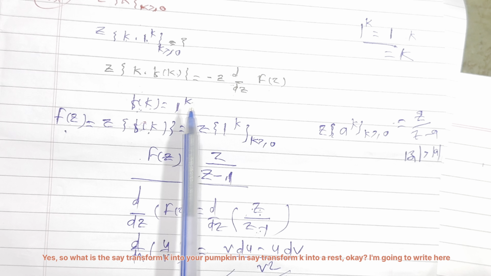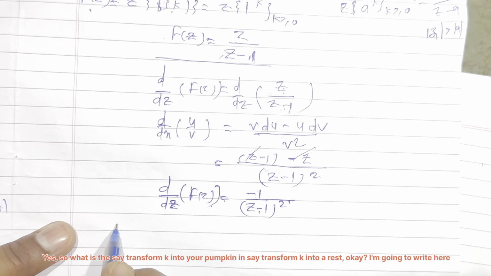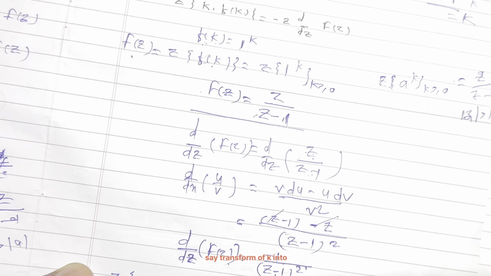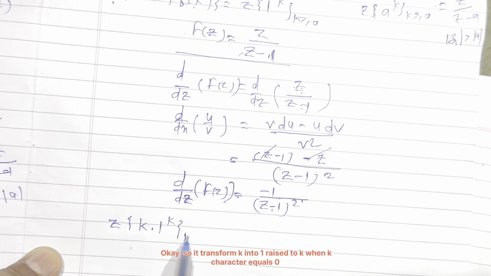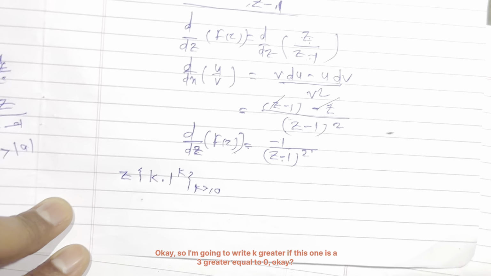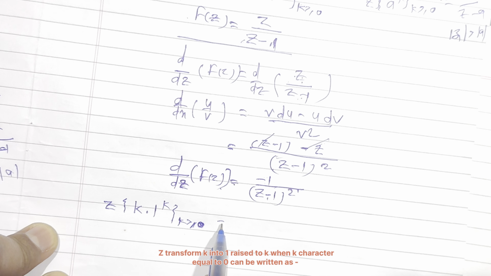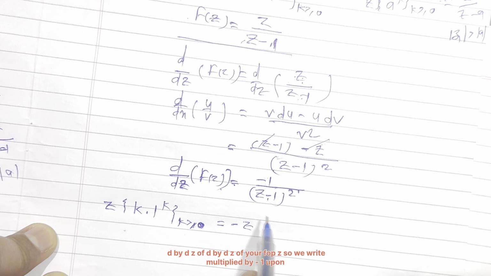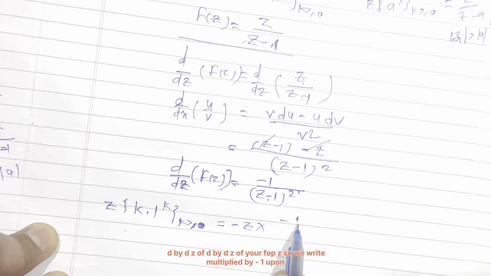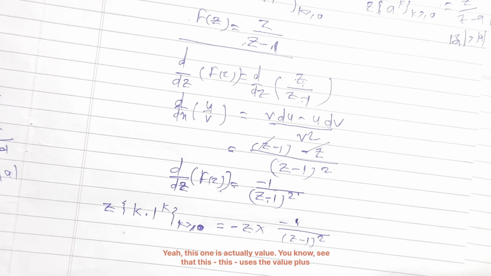So what is the z transform of k into f of k? It means the z transform of k into 1 raised to k, when k is greater than or equal to 0. The z transform of k into 1 raised to k when k is greater than or equal to 0 can be written as minus z multiplied by d by dz of f of z, so we write multiplied by minus 1 upon z minus 1 bracket square. This one is the actual value.